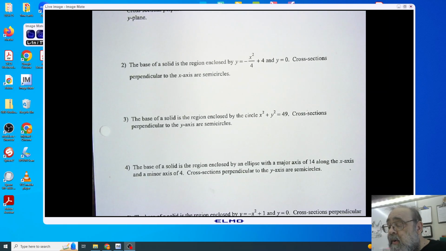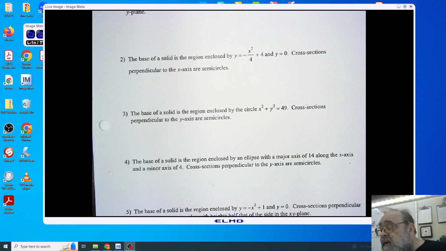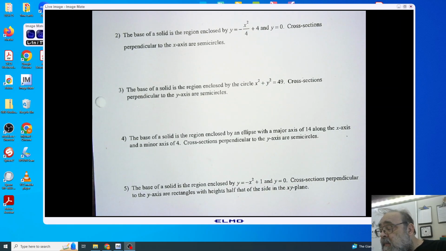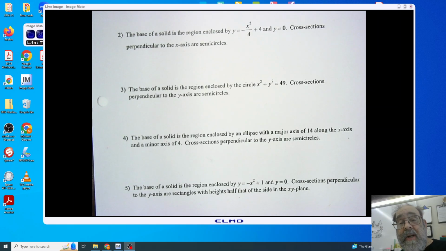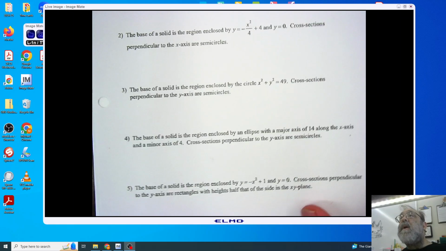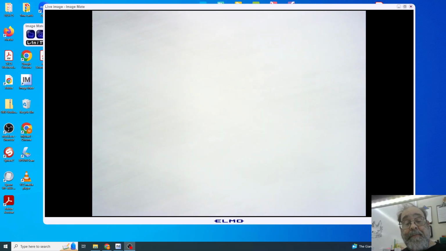Then we're going to take a look at number 3. The base of the solid is the region enclosed by the circle, and we will have cross sections that are perpendicular to the y-axis and our semicircle. And then we have the base is going to be an ellipse with the major axis along the x-axis. It will be 14 in length, and the minor axis will be 4 in length. The perpendicular cross sections are going to be semicircles perpendicular to the y-axis. Okay, let's go ahead and begin.